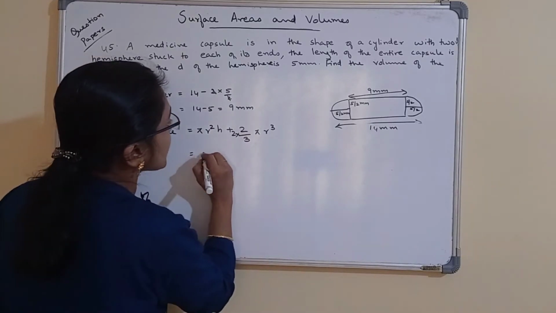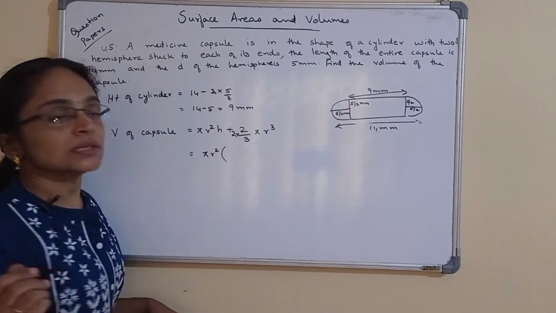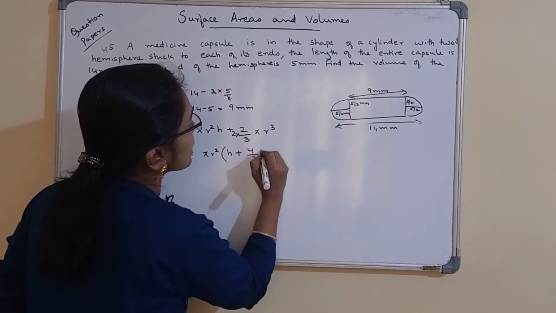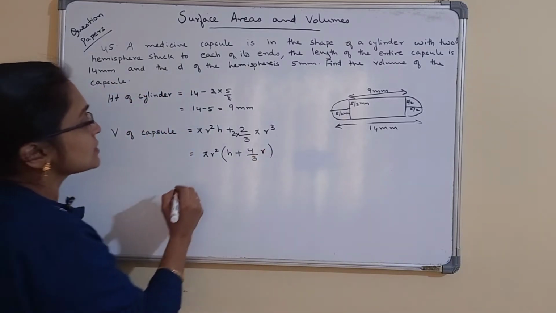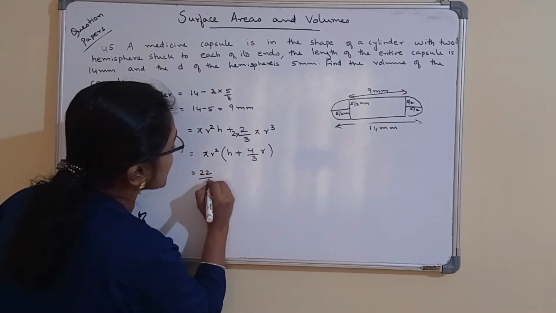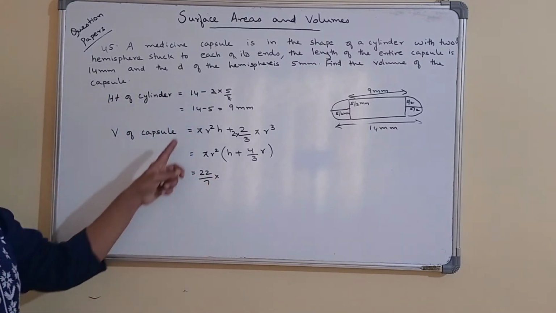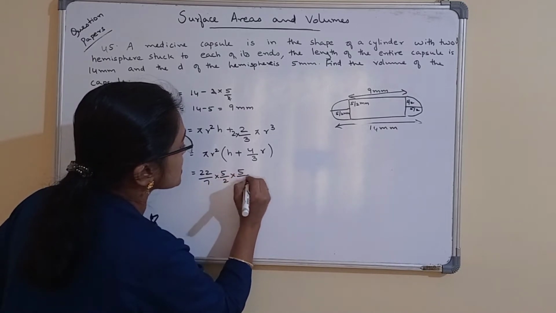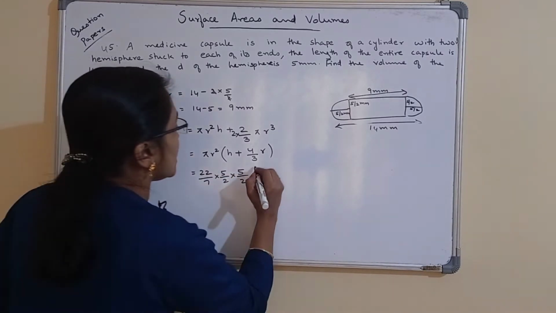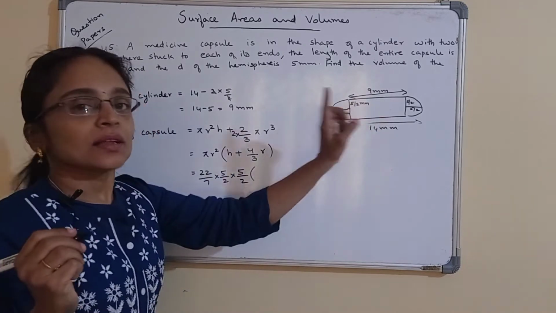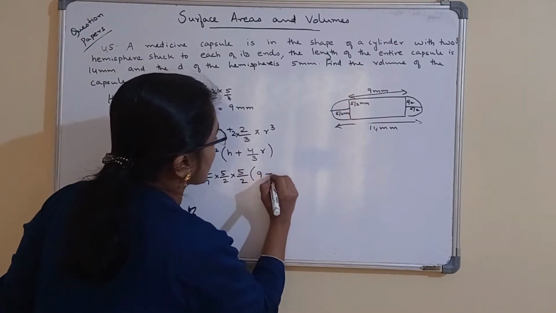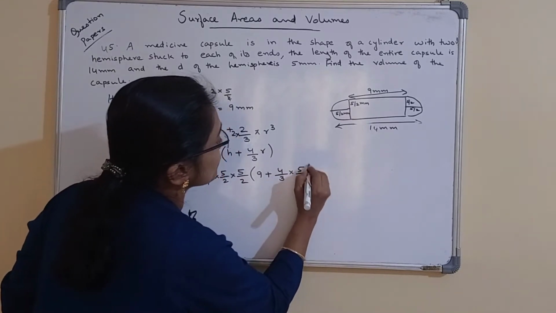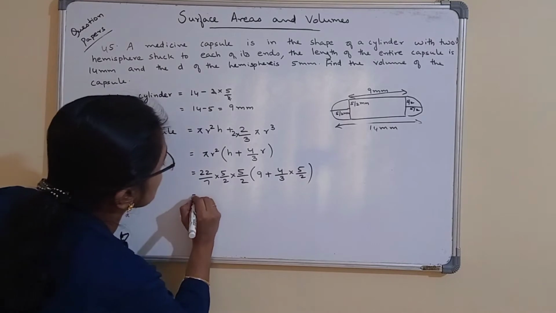Okay. So we can take pi r square out from this and this will become h plus 4 by 3 r, right? And this is equal to 22 by 7 into r is 5 by 2, so we can write this as 5 by 2 into 5 by 2. Then h is the height of the cylinder, which is 9. 9 plus 4 by 3 into r is 5 by 2.